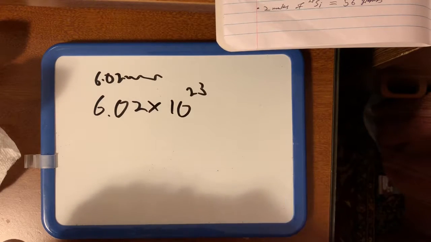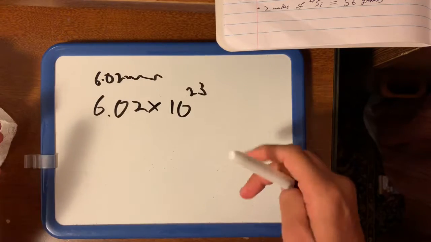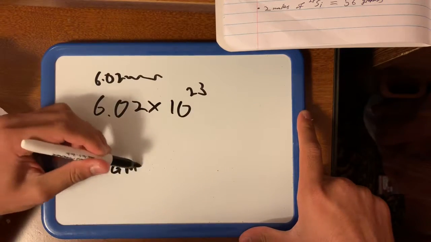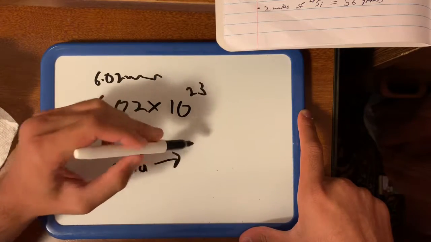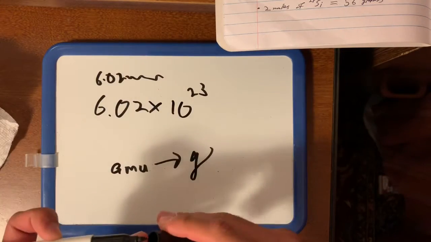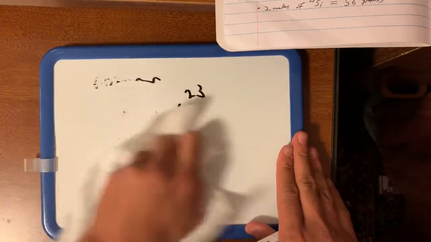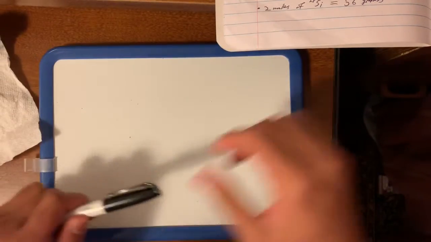A mole, also known as Avogadro's number, is a number that we use to go from AMUs to grams when we're trying to convert. Let me tell you what it is specifically. A mole is defined as the mass of substance containing the same number of fundamental units as there are atoms in exactly 12 grams of carbon-12.